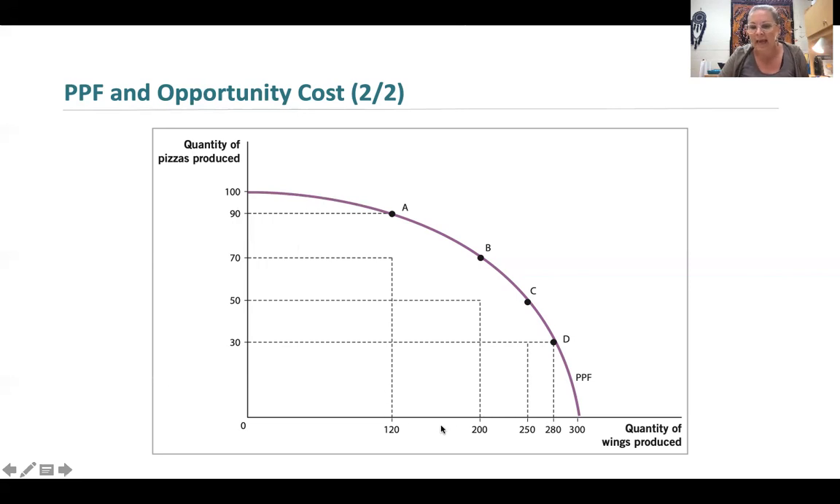However, what we gain in wings gets smaller and smaller. So although we're only giving up 20 pizzas, the first gain is 80 wings. The second gain is only 50 wings. The third gain is only 30 wings. And the last gain is only 20. So the cost of making wings, the opportunity cost, is getting higher and higher.